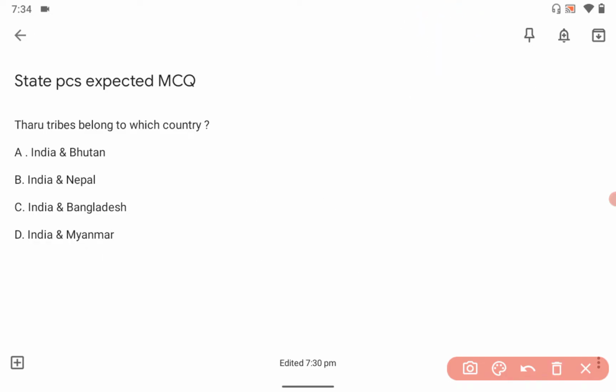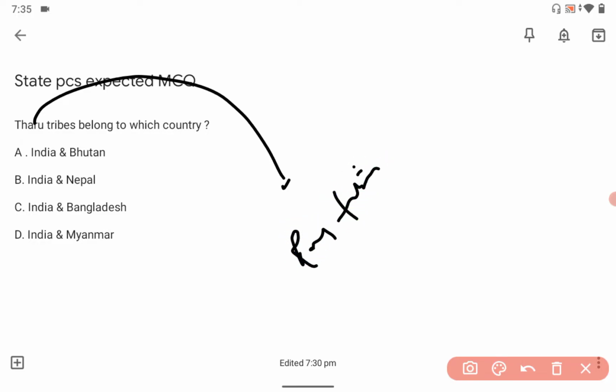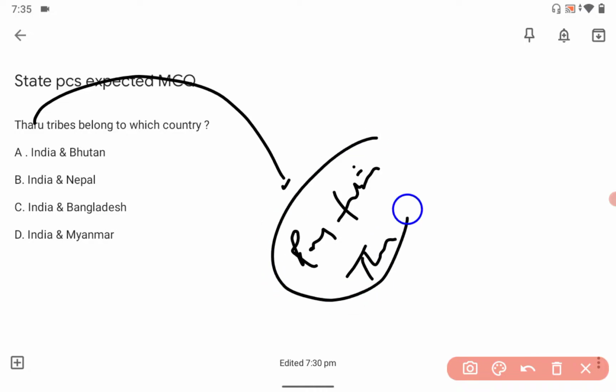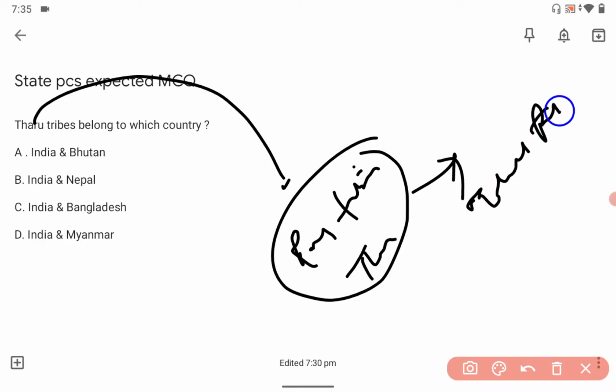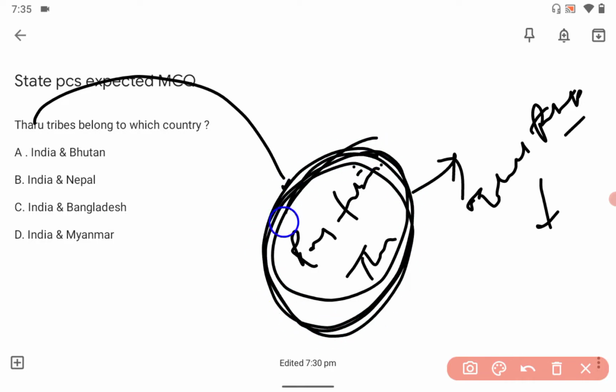So if you look at the scientific thing about the Tharu, there is another tribe called Rana tribe, okay, Rana Tharu tribe, and they belong to Maharana Pratap. Okay, Maharana Pratap, when he was defeated by the Mughal emperor, the Tharu migrated to the forest, Nepal forest, right?